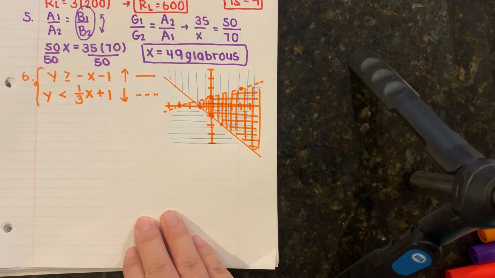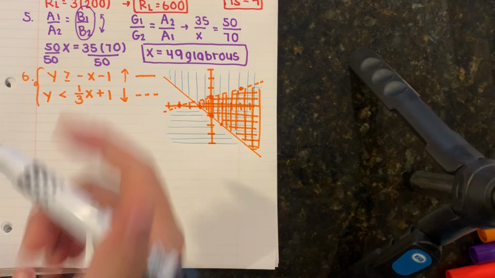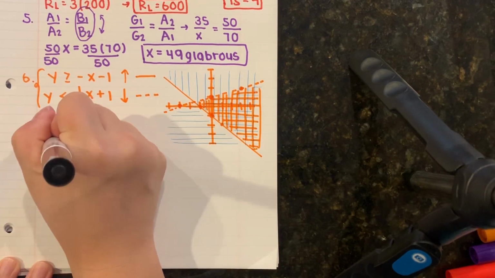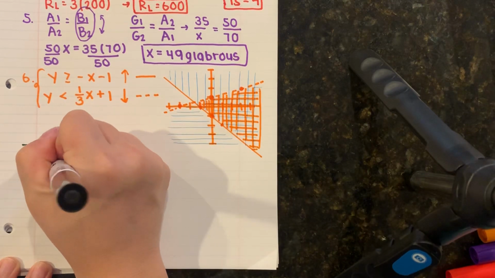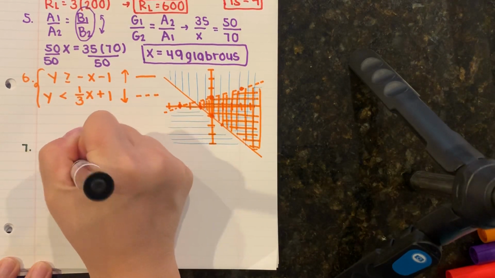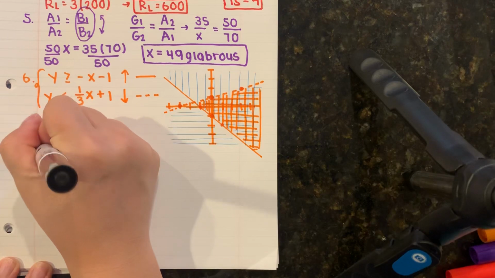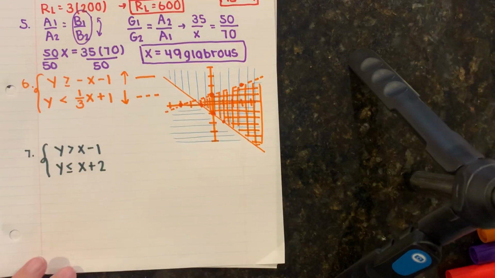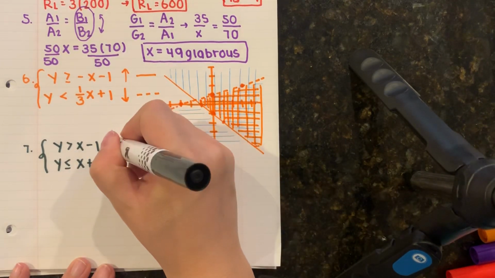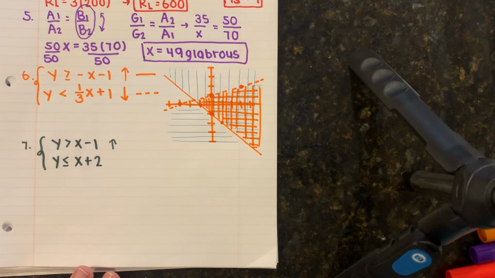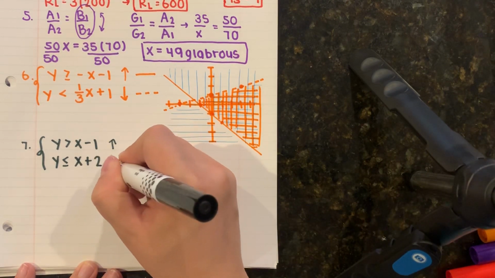Now number 7 is going to follow pretty similarly. We have two equations. We have y is greater than x minus 1, and then we have y is less than or equal to x plus 2. So before I actually graph, I want to see that this is greater than. So that means it's everything above the line. I'm going to shade everything above the line. Then when it says y is less than, that's going to be everything underneath.